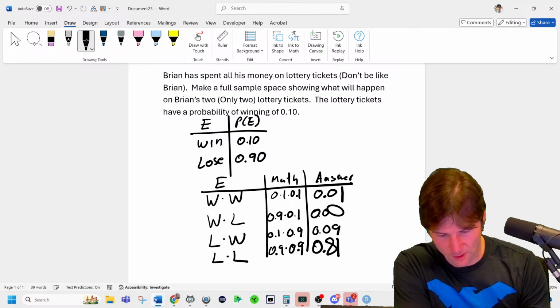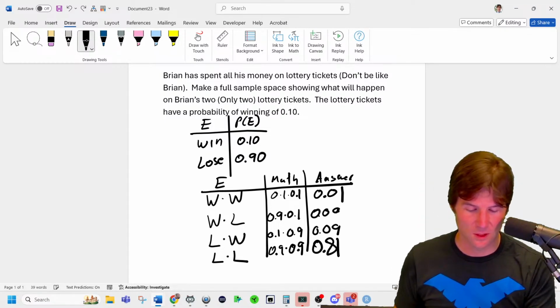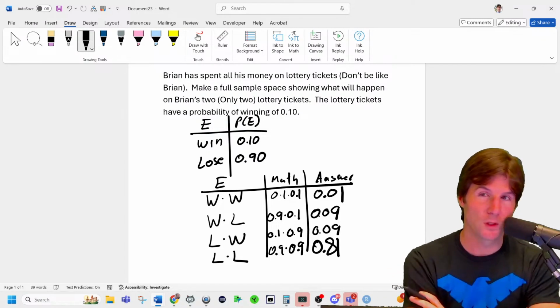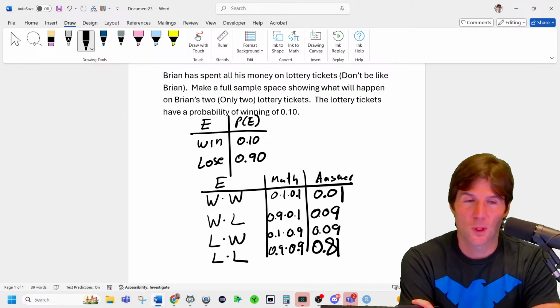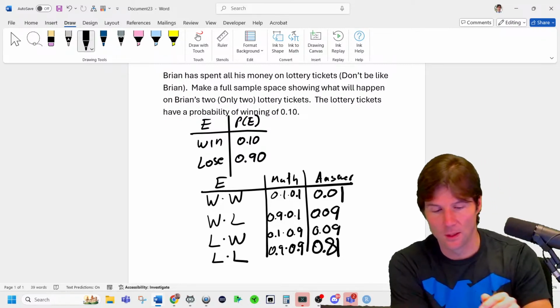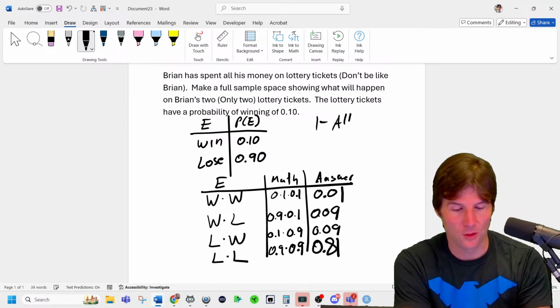This is a tougher one, maybe we won't do that first. Just pretend I didn't say that question. What is the probability Brian wins something? If you write out this table, you can figure pretty quickly the probability Brian wins something, which can be found by doing 1 minus all losers.